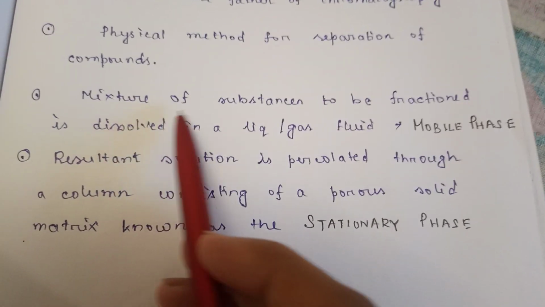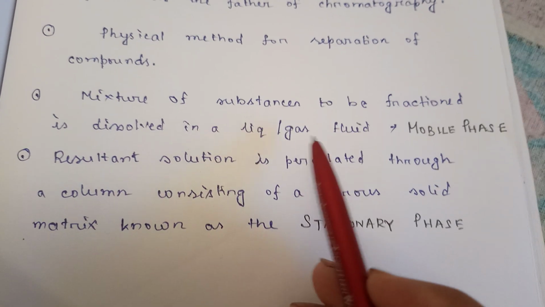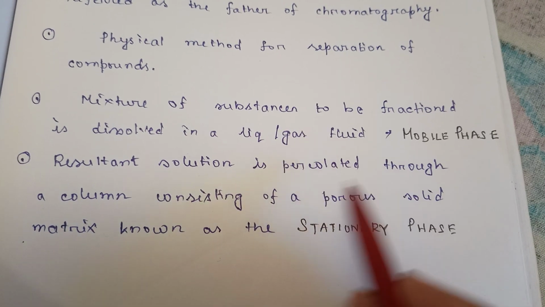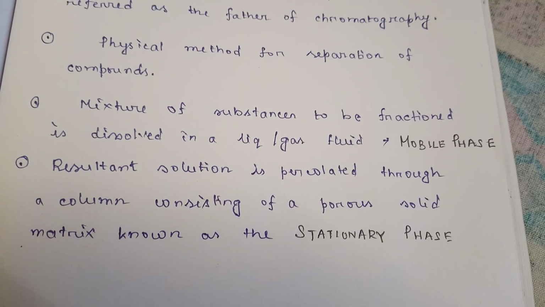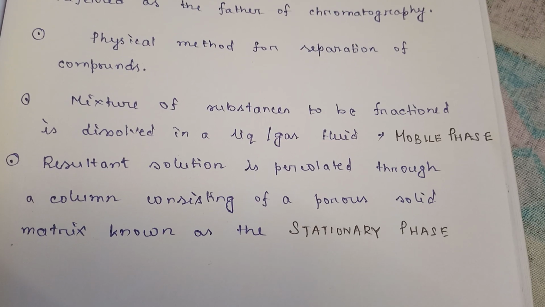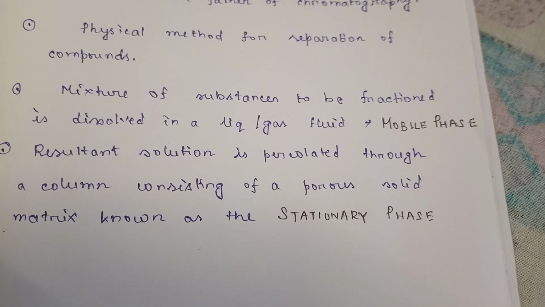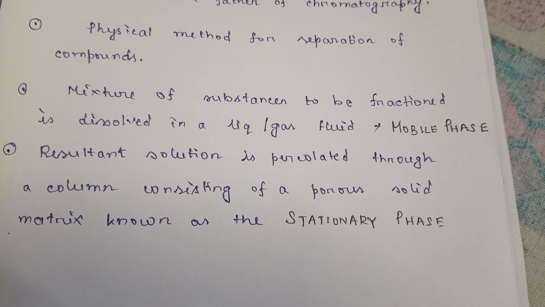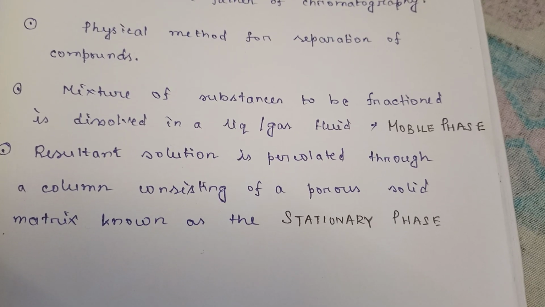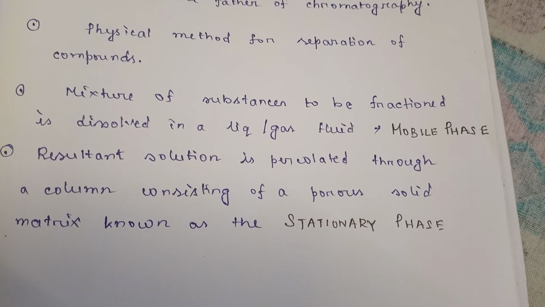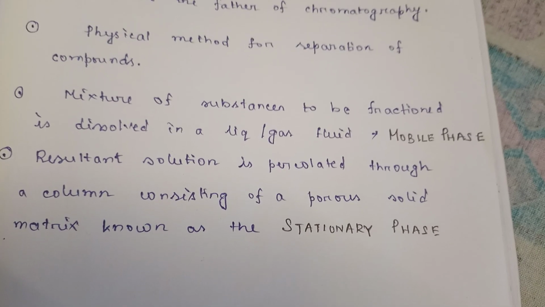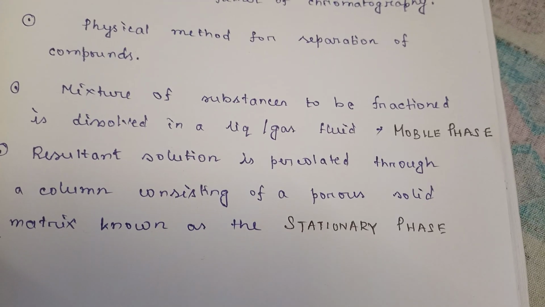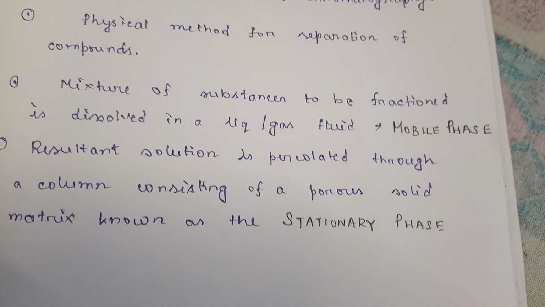The mobile phase is what? A mixture of substances to be fractionated, dissolved in a liquid or gas fluid. And the stationary phase: the resultant solution is percolated through a column consisting of a porous solid matrix. Now the main idea is there will be different degrees of migration of the components of the mobile phase along the column or any plane. So on the basis of that migration, one can migrate through the column faster and the other will be later. So we can separate those compounds with some time, or maybe some size, or maybe some affinity.